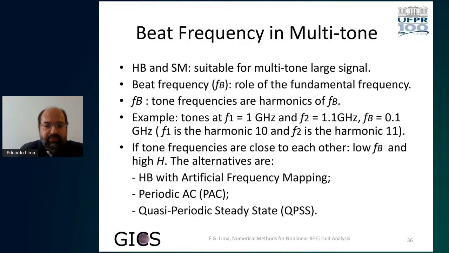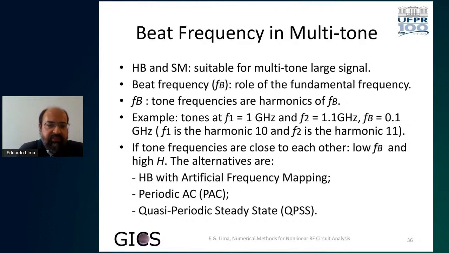As a numerical example, in a two-tone case, with tone frequencies F1 equal to 1 GHz and F2 equal to 1.1 GHz, the beat frequency FB is equal to 0.1 GHz. In this case, the tone frequency F1 is the harmonic number 10 of the beat frequency, and the tone frequency F2 is the harmonic number 11 of the beat frequency.